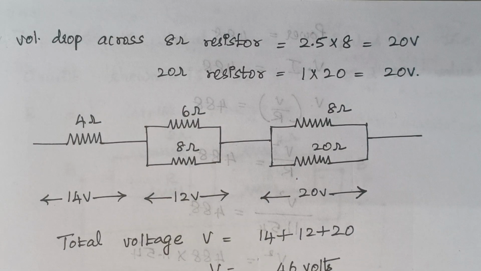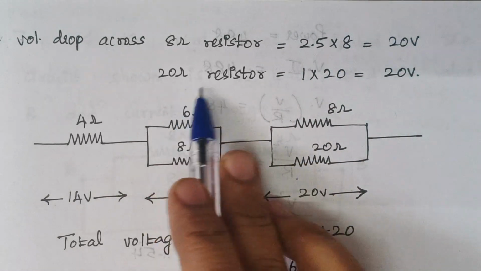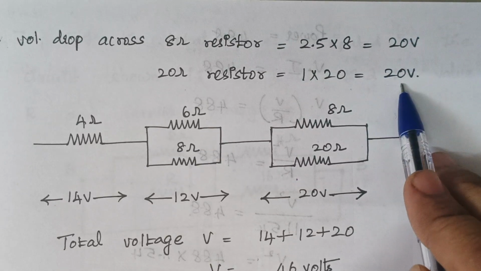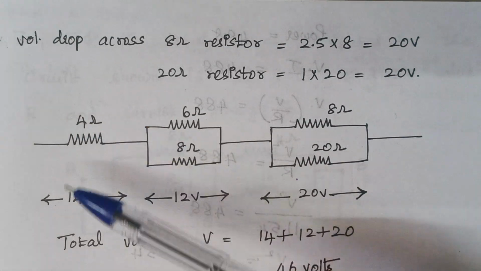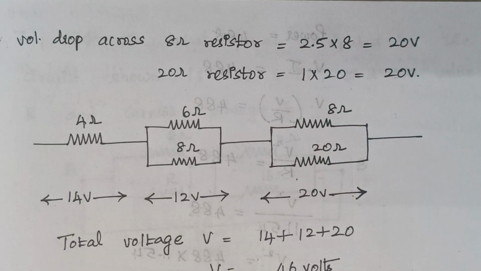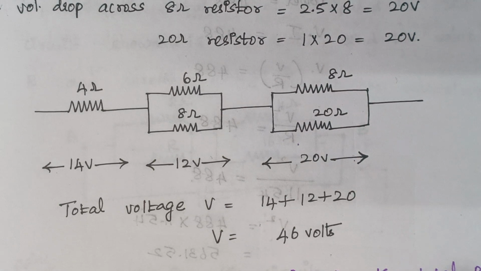So now we are going to calculate the voltage drop across the resistors. So voltage drop across 8 ohm is 2.5 into 8, that is 20. And again 20 ohm resistor is 1 into 20, that is 20 volt, right? Again, since they are parallelly connected, the voltage impressed across the resistors holds the same, right? So again the circuit is redrawn. You see the voltage drop across this 4 ohm is 14 volt, and this combination is 12 volt, and this combination is 20 volt. We are asked to calculate the value of voltage. So we just have to add these three voltages, and finally the value of V is 46 volts, right?